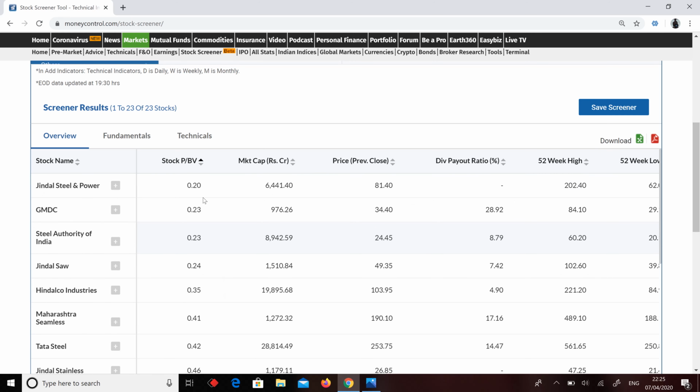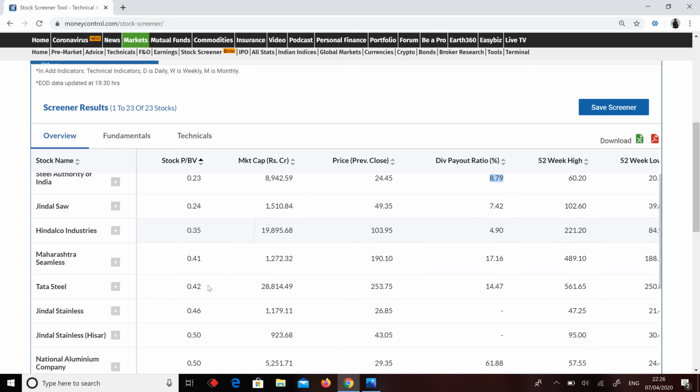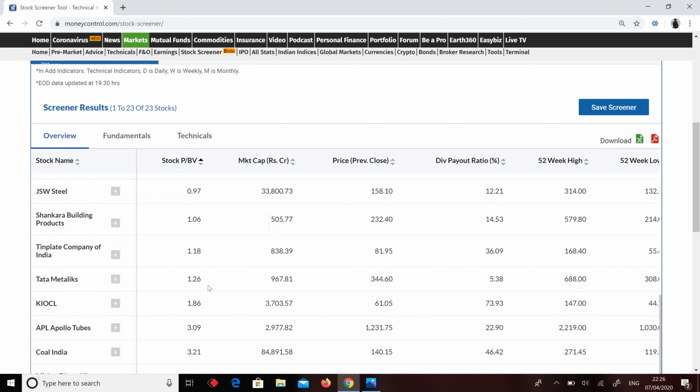That says Jindal Power and Steel Limited, market cap 6,000 crores. This gives you 0.20. Can you check out how undervalued it is? 0.20 only. Let's check out the next one. GMDC, SAIL, government company, PSUs. This is 0.23 valuation. Perfect. Price is just 24. Moreover, it is giving you a dividend payout ratio as well. Then we have Jindal Steel, NALCO, Maharashtra, and n number of companies are there.